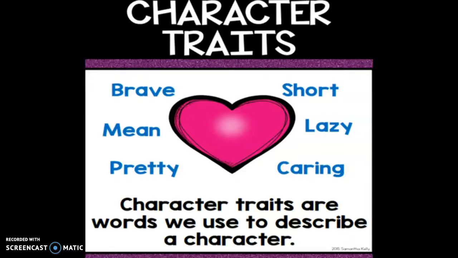Today we're going to still continue our study on Mo Willems, and we're still going to read an Elephant and Piggy book. But today we're going to look for something while we're reading our Elephant and Piggy books. We're going to be looking for character traits. And character traits are words we use to describe a character. So they can be brave, they can be mean, they can be pretty, they can be short, they can be lazy, and they can be caring. Those are just some of the things that could be character traits to describe a character.